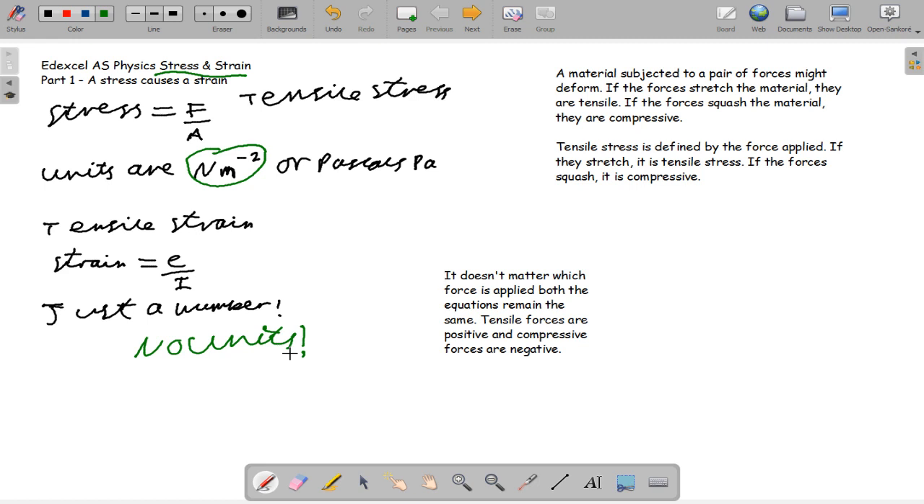equations apply. The only difference is that you tend to think of tensile forces as positive and compressive forces as negative. Now, is this true? Well, it is. We will prove it using this diagram.